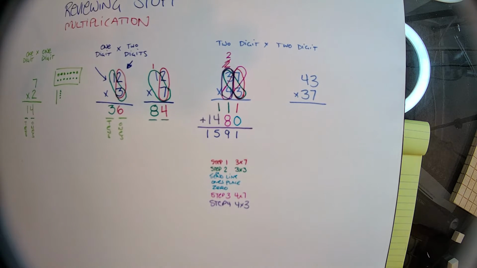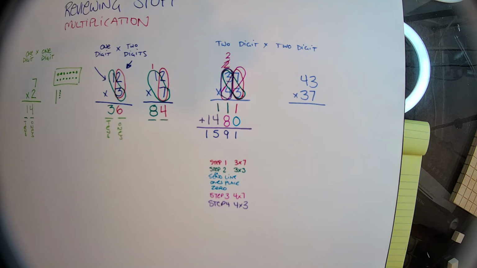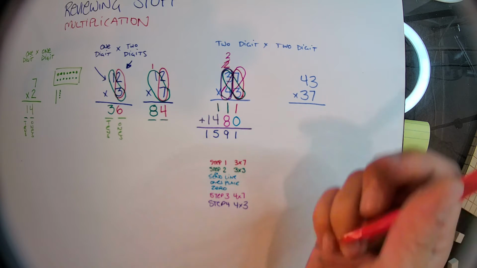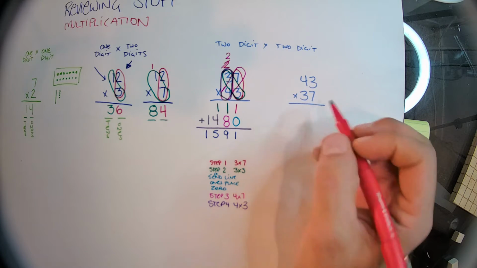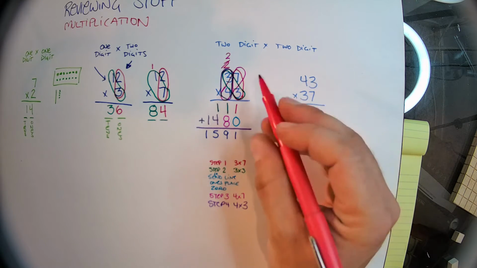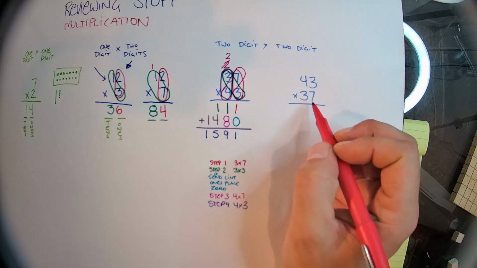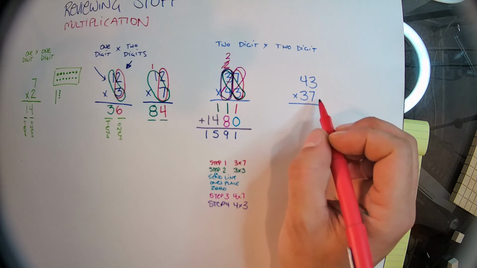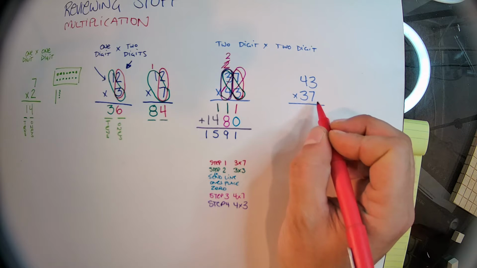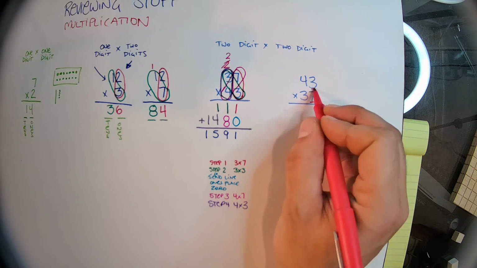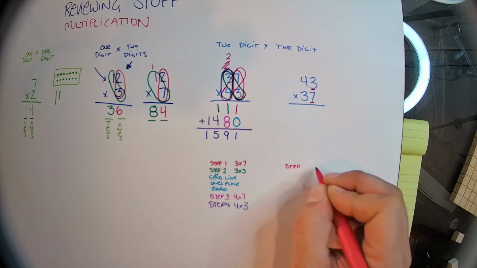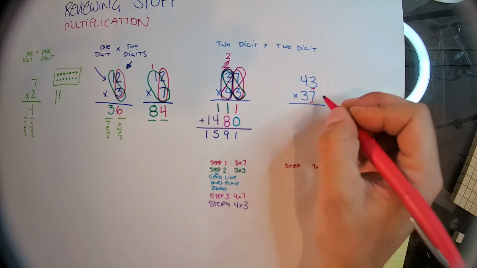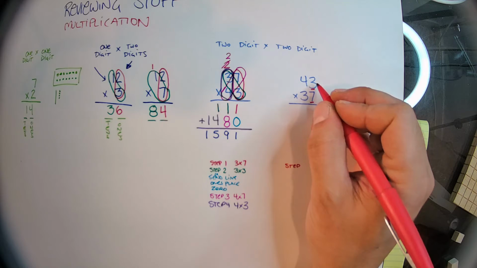All right, so let's try that again. Okay, this time I'm going to try using the numbers in the opposite direction. So instead of 37 times 43, we're going to do 43 times 37. And I'm going to try and make it a little cleaner to look at this time, okay? So first thing we're going to do is 7 times 3. Our first step is 7 times 3. It's the bottom ones times the top ones.